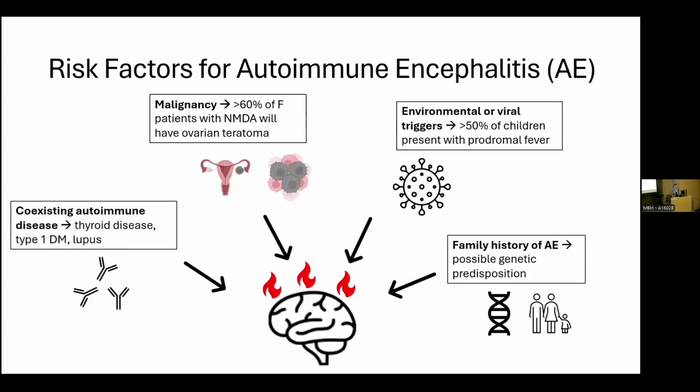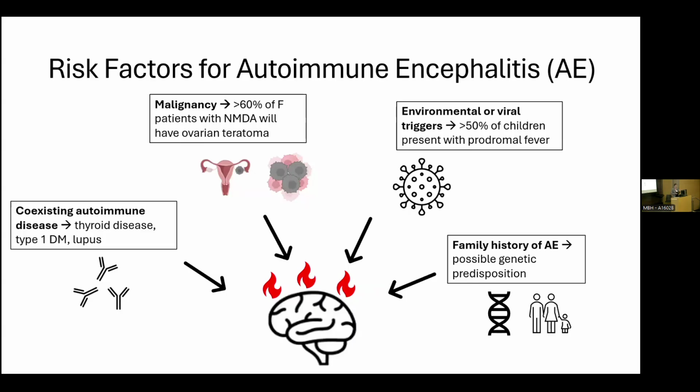There are several risk factors for autoimmune encephalitis. These are things you can think about if you're taking the history of a patient with concern for autoimmune encephalitis. Definitely coexisting autoimmune diseases, like thyroid disease, type 1 diabetes, and lupus, can co-occur. Malignancy is pretty common too, more so in adult patients where we have a lot of paraneoplastic autoantibody disorders. But in our younger patients with NMDA, ovarian teratomas are very common. Up to 60% of our female patients with NMDA will have an associated ovarian teratoma.